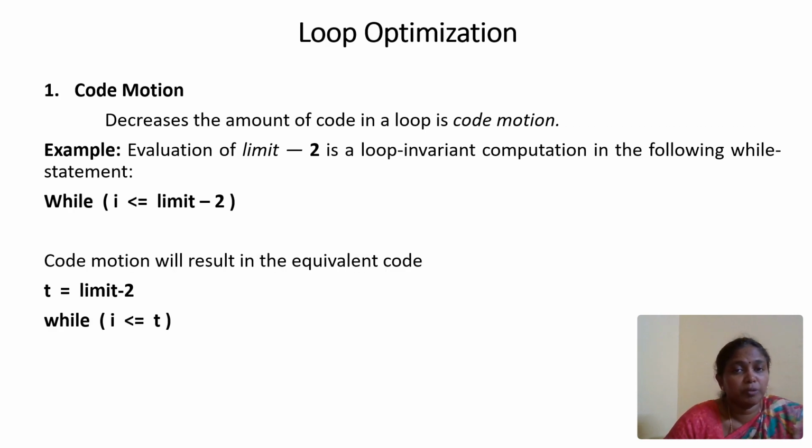Next one is loop optimization. Here, the amount of code inside a loop is optimized. A group of statements is removed from inside the loop to outside the loop, which is said to be loop optimization. There are three techniques available in loop optimization: code motion, induction variable elimination, and reduction in strength. The first one is code motion, which decreases the amount of code in a loop.